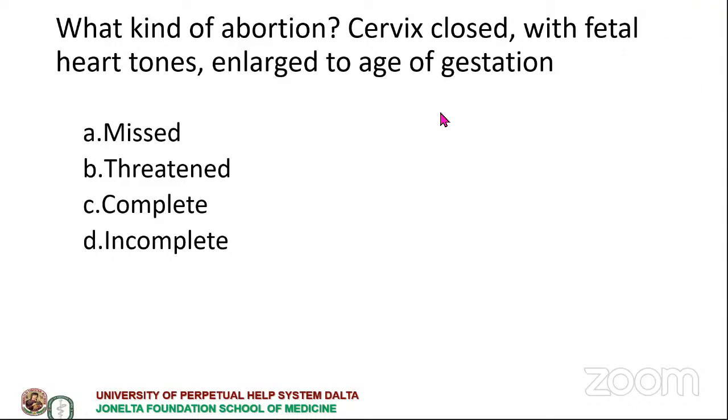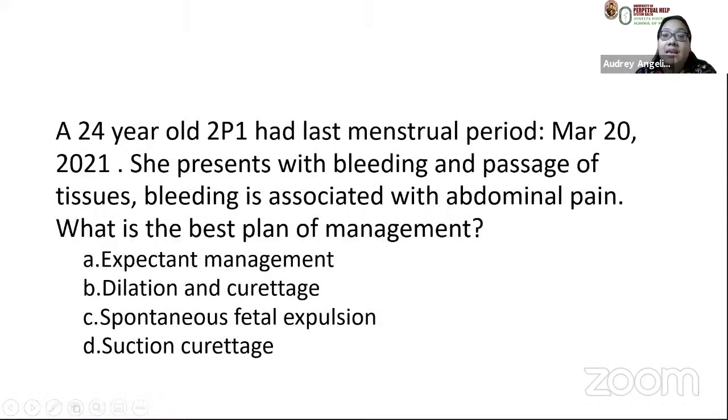Threatened po ba? So you would have threatened abortion. Missed would mean the baby is already dead, so no fetal heart tones. Of course, your complete is closed, but would have an age of gestation that would have a corpus small. And your incomplete abortion would have your cervix, which is open. Okay. Same way, so I think I got ahead of my slide.